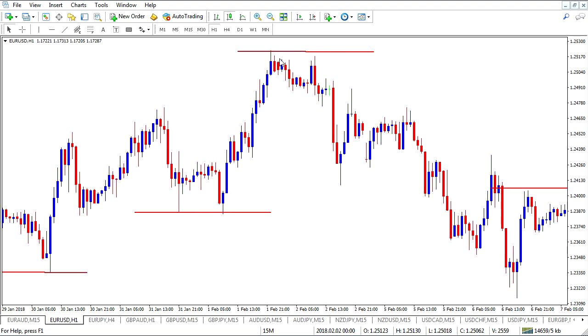Here we have an example where it's very, very close, but it doesn't quite get to that level. But I would still consider this to be a double top. Support and resistance are areas and not exact prices.